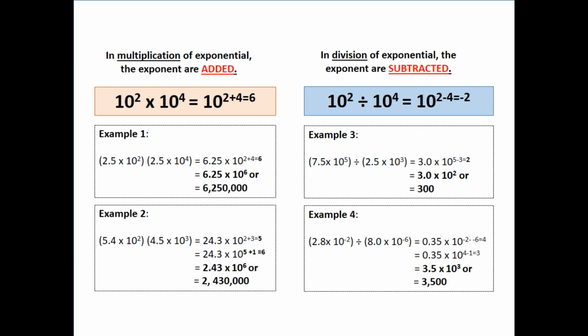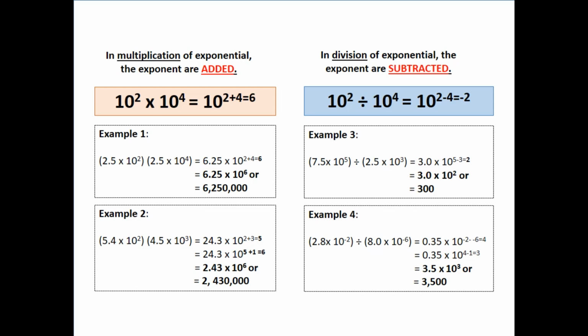So our answer is 4, and it is positive, right? Remember the rule that when two negative signs are side by side, it becomes positive. So since we have negative 2 subtracted by negative 6, the two negatives are together, so it becomes positive. So it will become negative 2 plus 6 already. So negative 2 plus 6 is equal to positive 4. Okay, you will carry the sign of the larger number. Okay, so we have 0.35 times 10 raised to the power of 4.